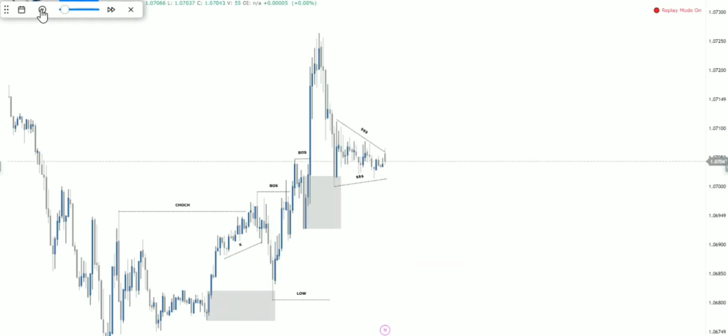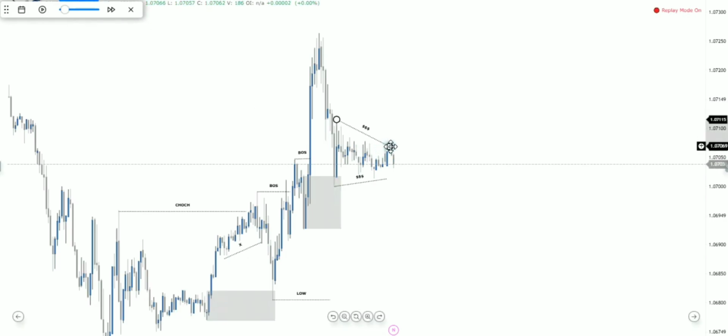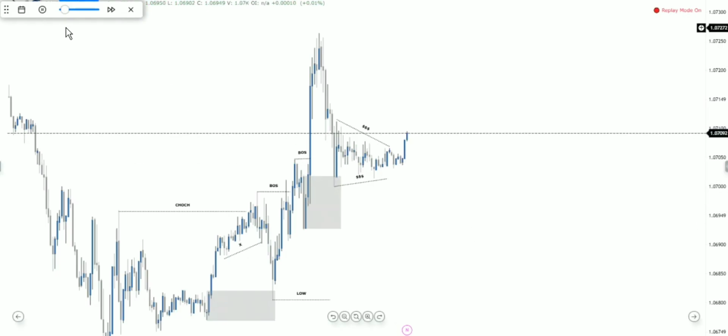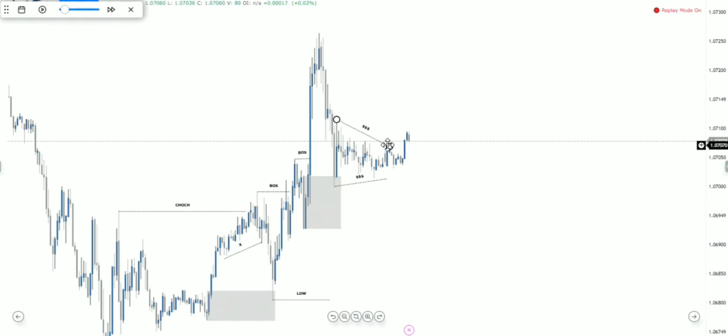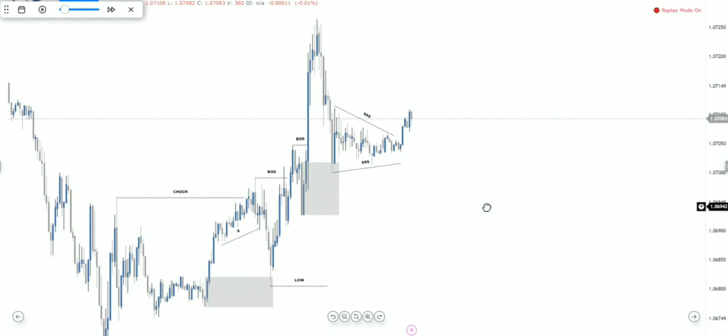So let's see which one gets taken first. Alright, so I would say, okay, let it finish. Let's let the liquidity run out. And then let ourselves find a trade or a position that we would like to open from, right? So let's see what happens here.